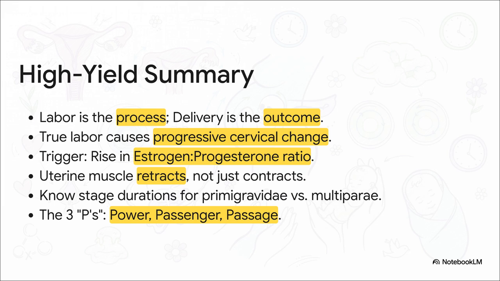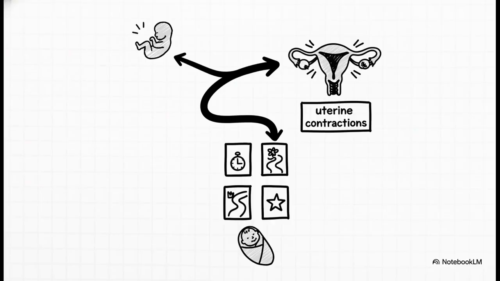True labor means progressive cervical change. The uterine muscle's special power is retraction. And finally, know those stage durations and never forget the 3 Ps: power, passenger, and passage. And that's the whole story. You see, normal labor isn't just something that happens. It's this beautiful, intricate physiological cascade. It all starts with a signal from the fetus, gets powered by the unique engine of the uterus, and moves through a predictable set of stages, all to accomplish one amazing thing: birth.